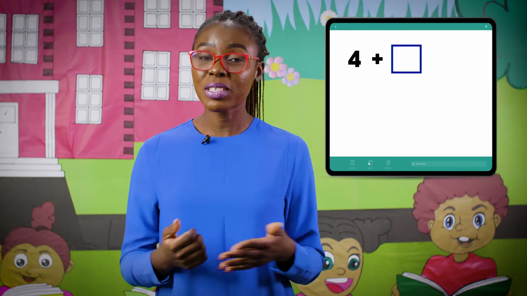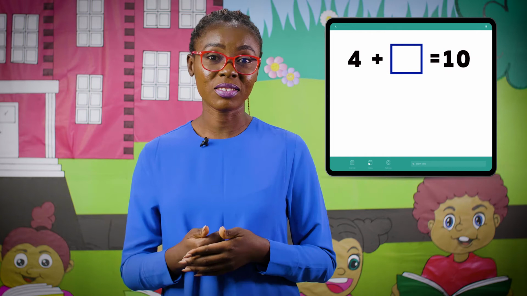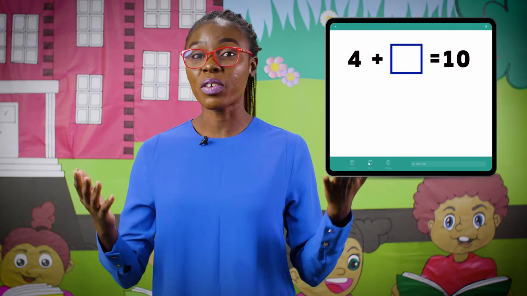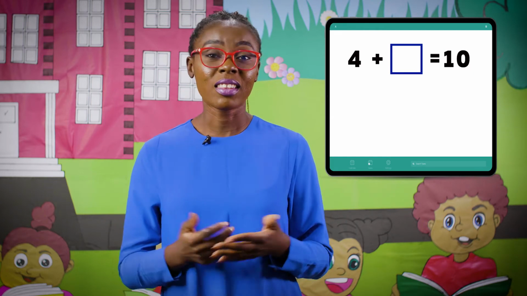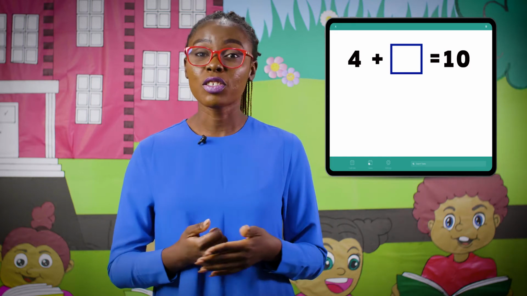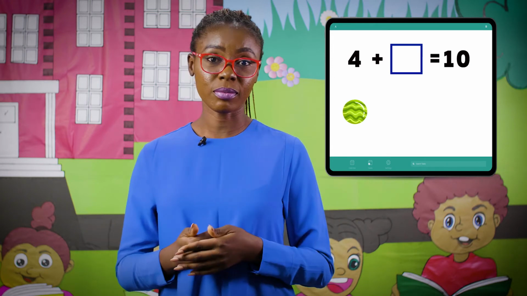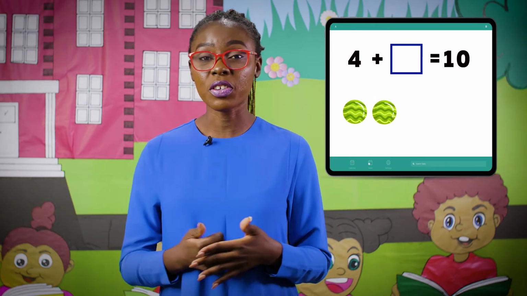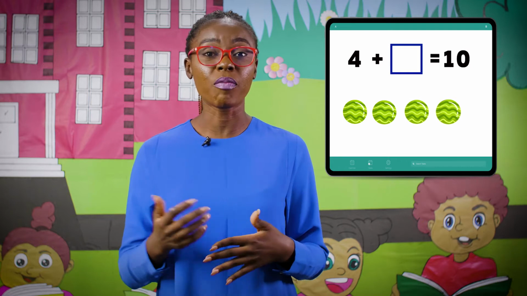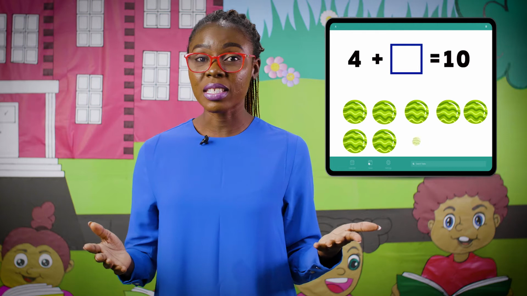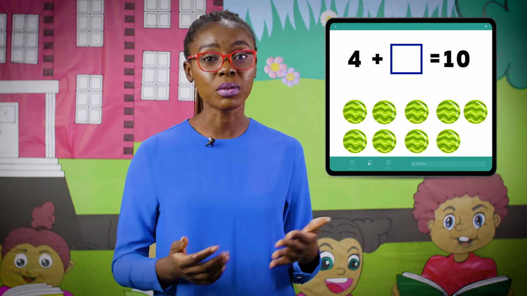For example, if you have a question like 4 plus empty box equals 10. First, you have to draw the number of bubbles for the answer. The answer here is 10, so that means you have to draw out 10 bubbles. Remember, the first step is to draw out the number of bubbles for the answer. Here our answer is 10, so we're drawing out 10 bubbles.